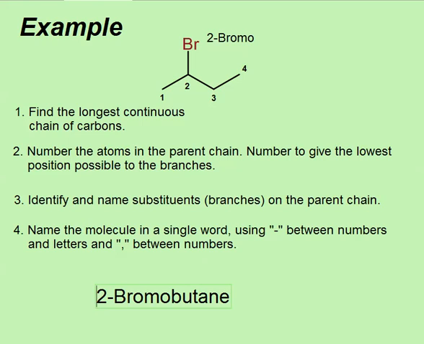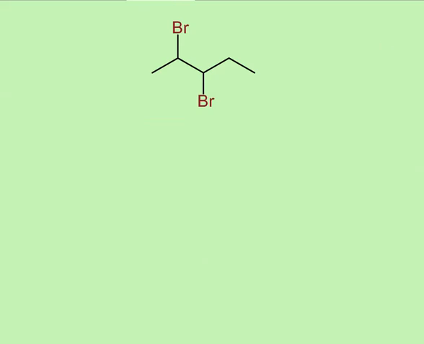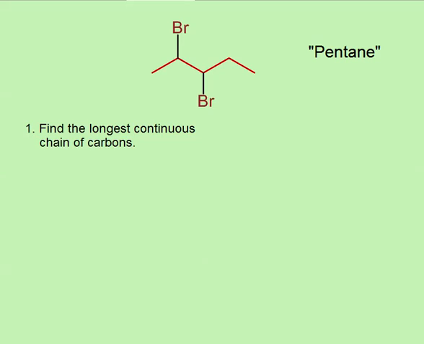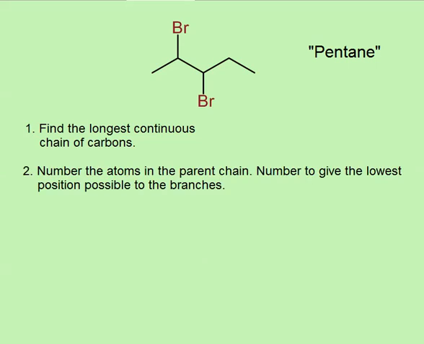Let's try another. Something a little bit more challenging this time. Again, identify the longest continuous chain of carbons. And we've got 1, 2, 3, 4, 5 carbons again in a straight line. And the alkane based on 5 carbons is pentane. We want to number that main chain to give the branches the lowest possible numbering.